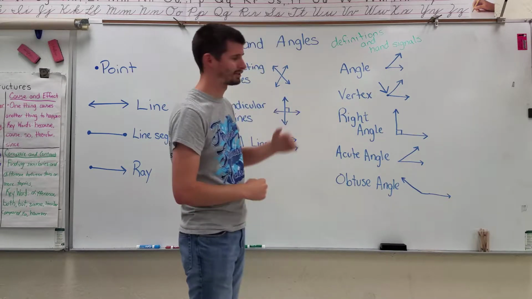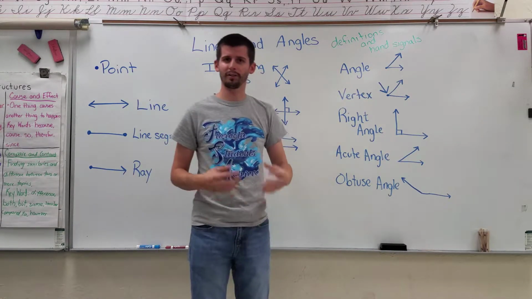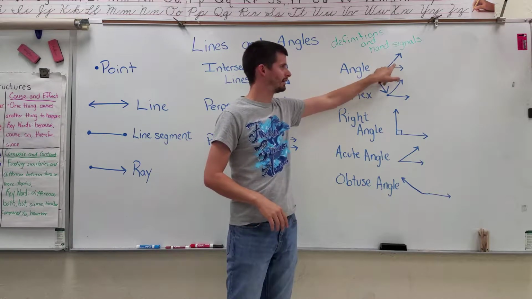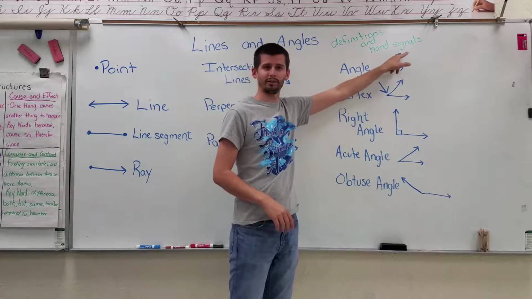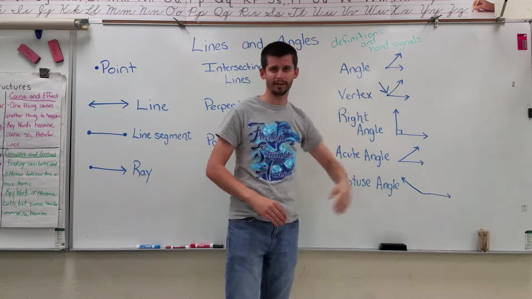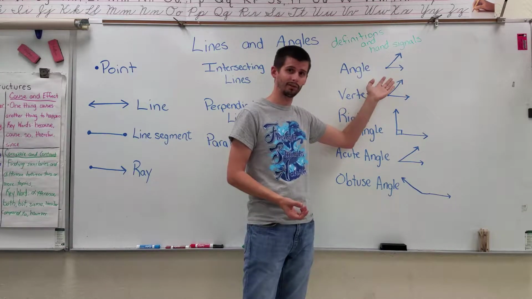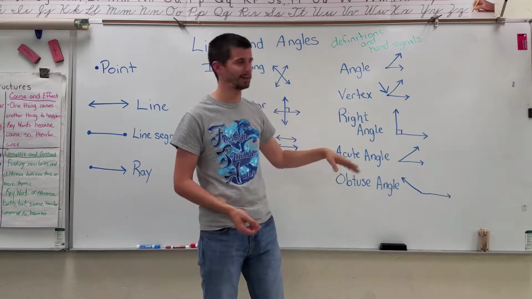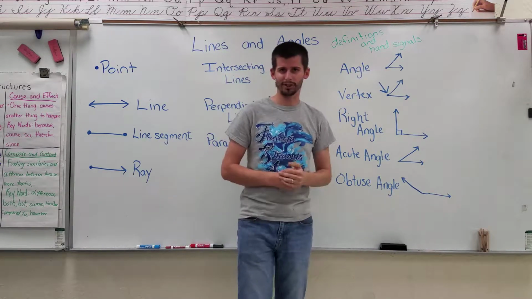All right, now we're moving on to angles. An angle is nothing more than 2 rays that share a common endpoint. So we have an endpoint here and a ray here, endpoint here, ray here. I don't really have a signal for angles because we have some special angles that we'll get into. But we just need to know that an angle is 2 rays put together sharing an endpoint.